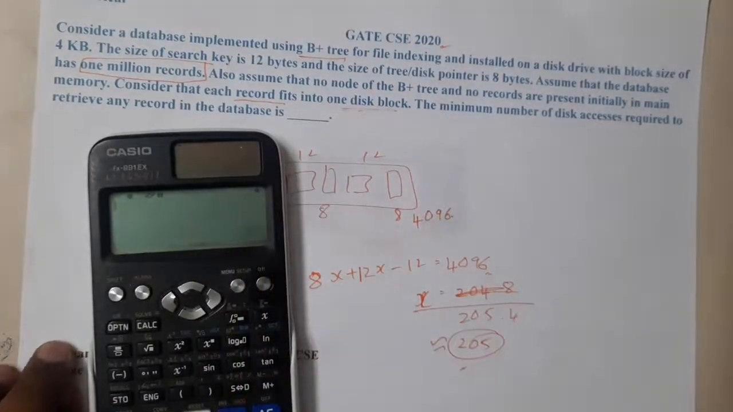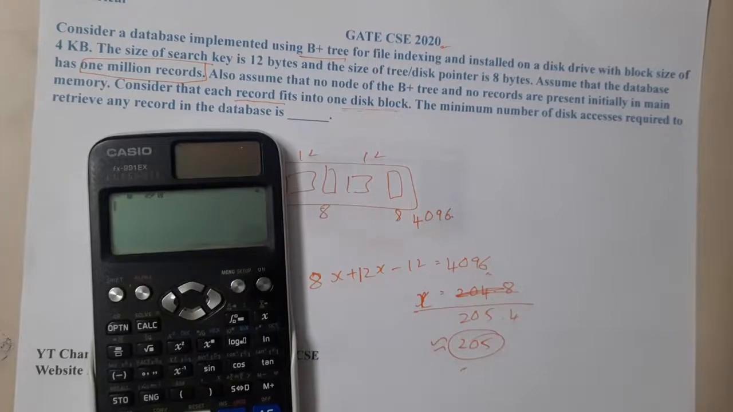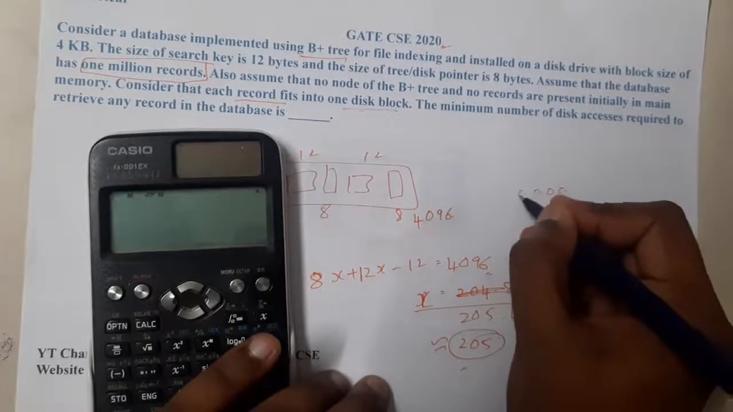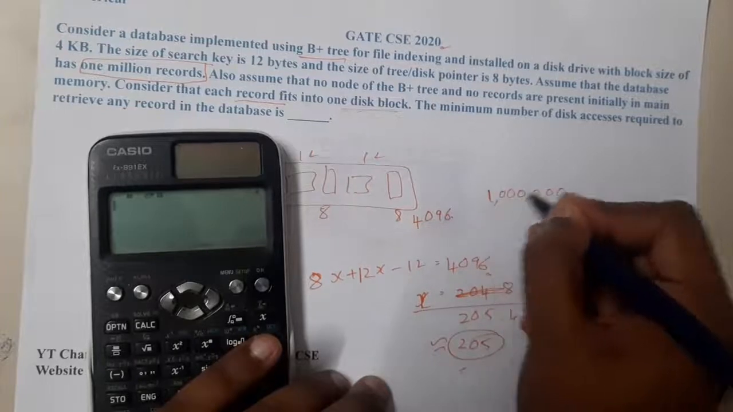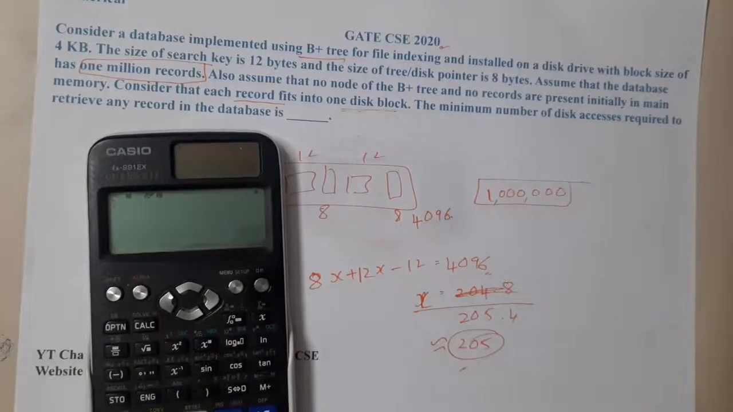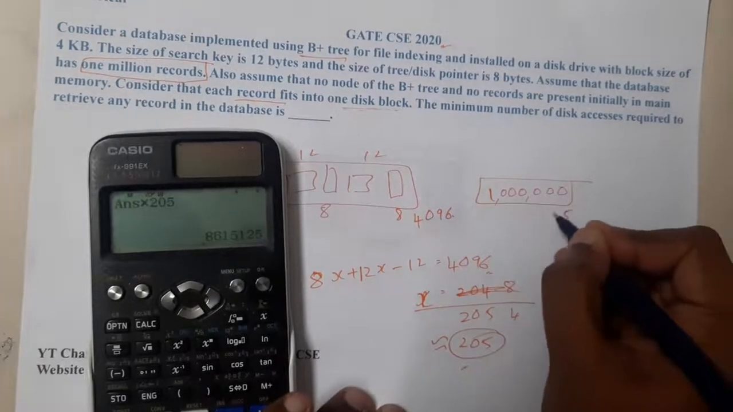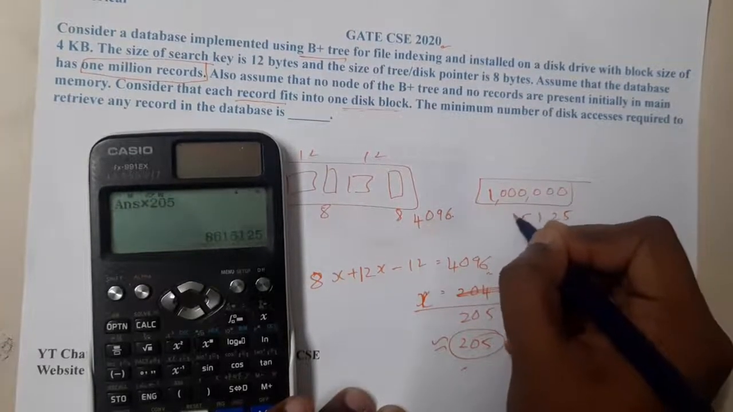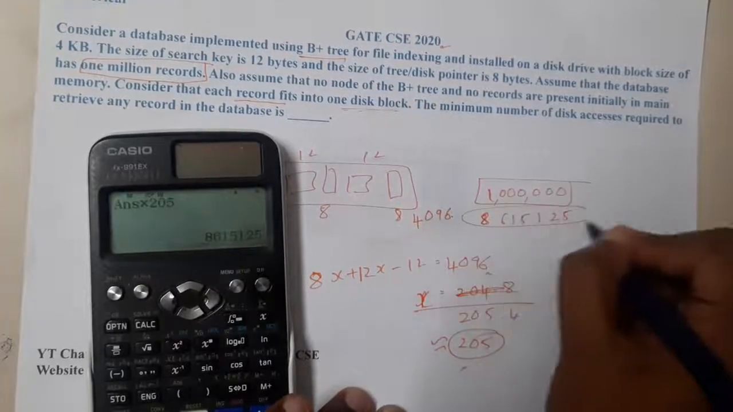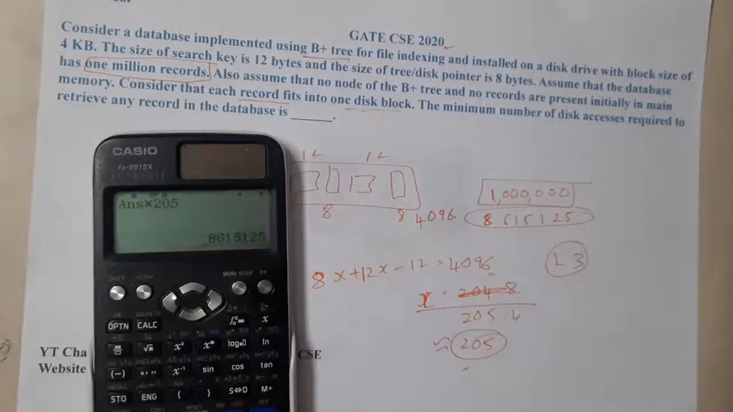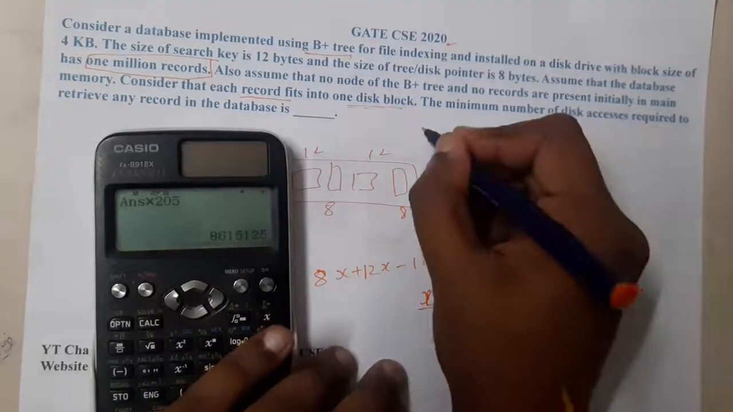Let us first write what 1 million is: tens, 100, 1000, 10,000, 100,000 and 1 million. Now, how many times should we multiply 205 to reach this? 205 into 205 will not be enough, so into 205 again. This might be enough. It is 8 times a million. So with 3 levels we can perform this particular indexing.